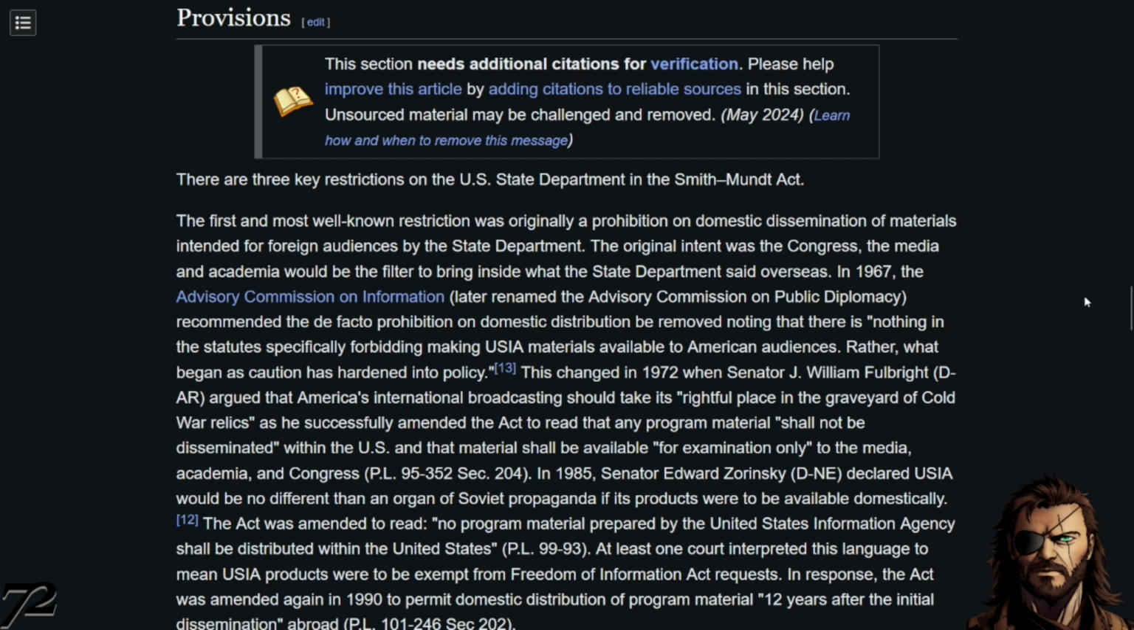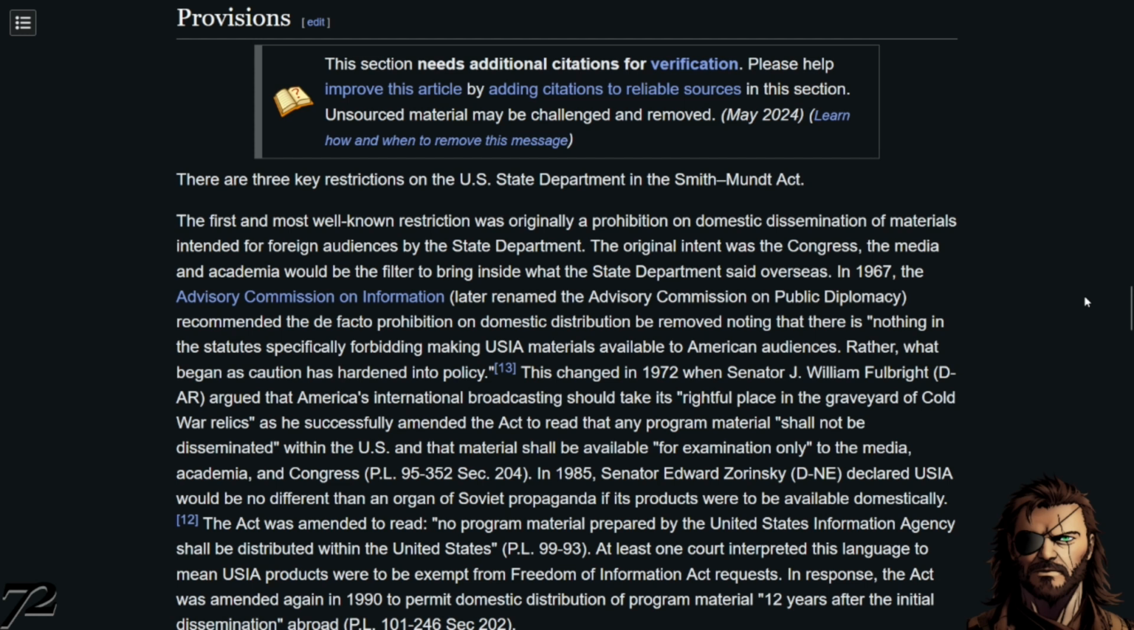In 1967, the Advisory Commission on Information, later renamed the Advisory Commission on Public Diplomacy, recommended that the de facto prohibition on domestic distribution be removed, noting there is nothing in the statute specifically forbidding making USIA materials available to the American audiences. Rather, what had begun as caution was hardened into policy. This was changed in 1972 when Senator J. William Fulbright, Democrat of Arkansas, argued that America's international broadcasting should take its rightful place in the graveyard of Cold War relics, as he successfully amended the act to read that any program material shall not be disseminated within the U.S. and that material shall be available for examination only to the media, academia, and Congress.